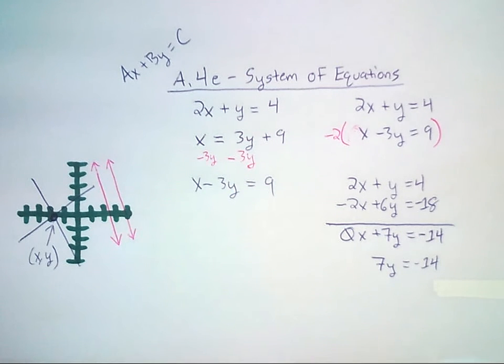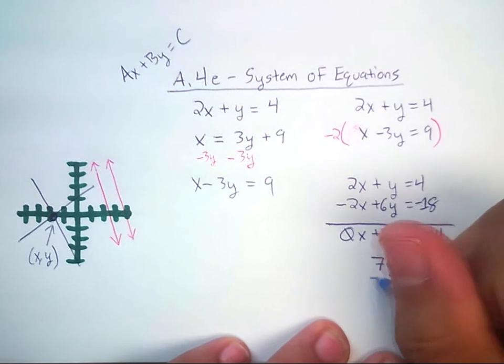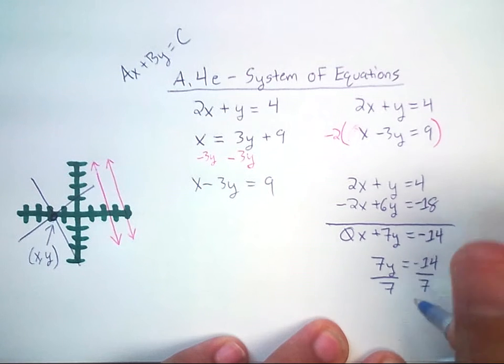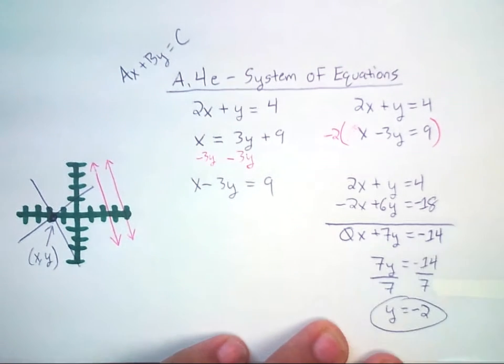But if you remember back, we're looking for both ordered pairs. We're looking for the x and the y in the ordered pair. Well, we're going to find y first. And when I divide by 7, I get y equals negative 2. So that's the first part.